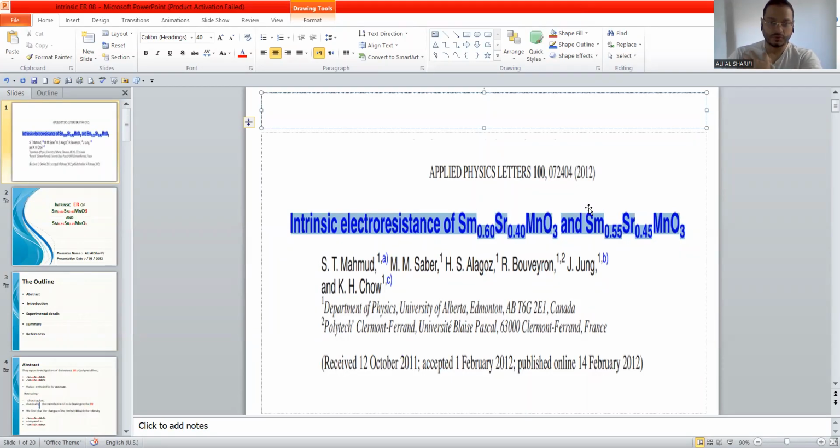Sm0.60Sr0.40MnO3. Good evening. Today we'll try to summarize this article. The article's title is intrinsic electroresistance of these two different components, the same components, but with different concentrations of these two elements: here 0.6, but here 0.55 and 0.4, 0.45. The same elements, the same compounds, but their concentrations are different.